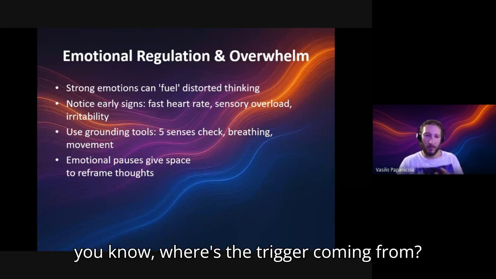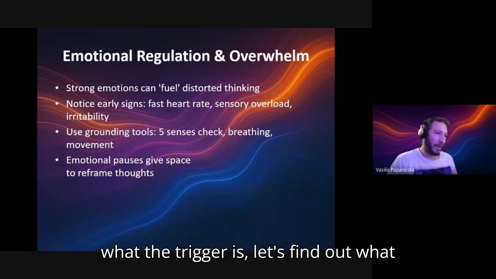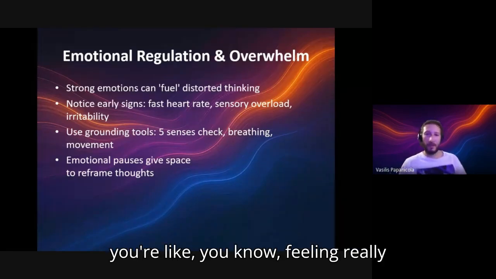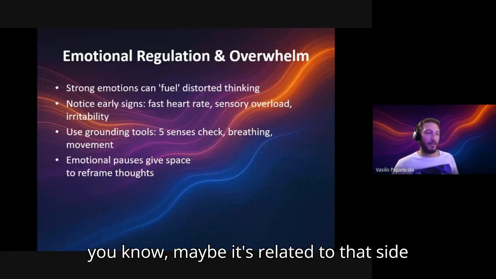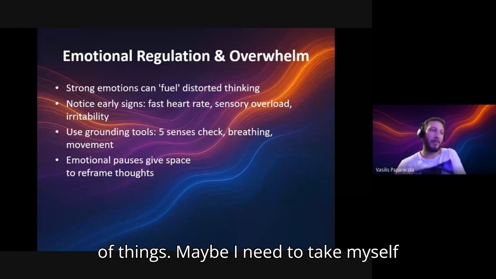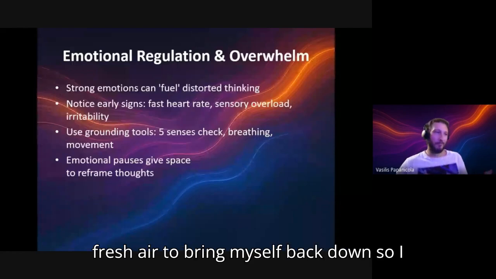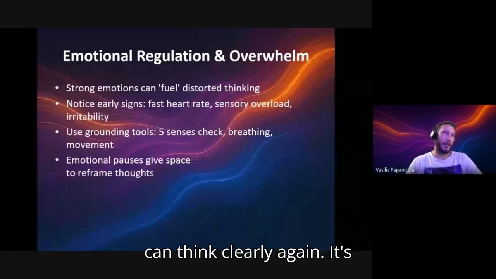And again, reinitiate those senses and put them back to zero almost. Or find out where the trigger is coming from. If you can't work out or vocalize what the trigger is, let's find out what it is in terms of the senses. If you're feeling really hot and bothered and sweating profusely, maybe it's related to that side of things. Maybe I need to take myself out of the room, get out into the cold, fresh air to bring myself back down so I can think clearly again.